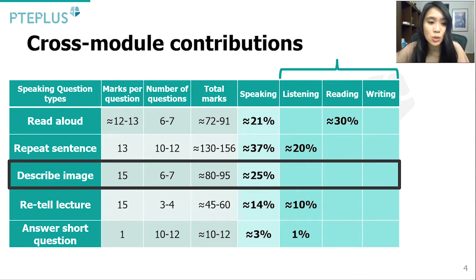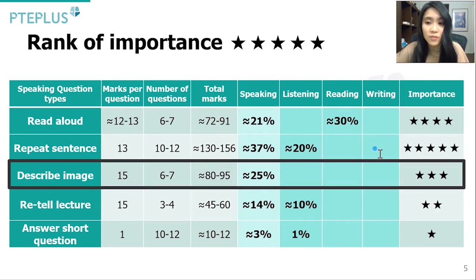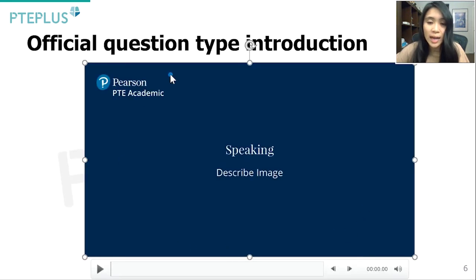Okay. And so therefore, let's have a look at its rank of importance out of the speaking question types. It is actually the third rank right after repeat sentence and read aloud. Basically, it's in the top 3 most important question types in your speaking section. So you definitely want to be paying attention to it because this tells you how much time and effort you should be allocating to each of these question types based on their weight and based on their importance. So now let's have a look at the question type introduction video from the official Pearson PTE Academic.